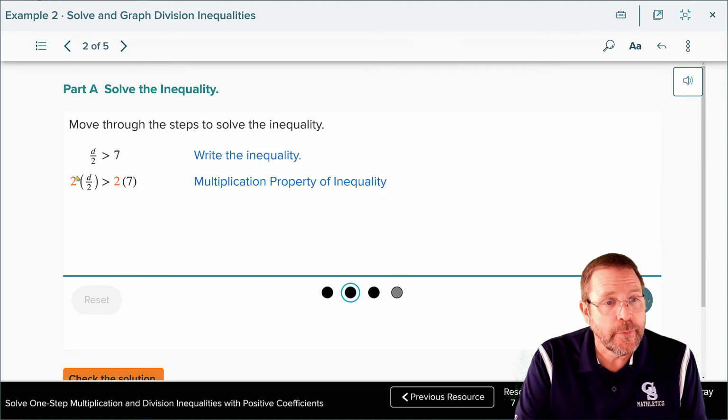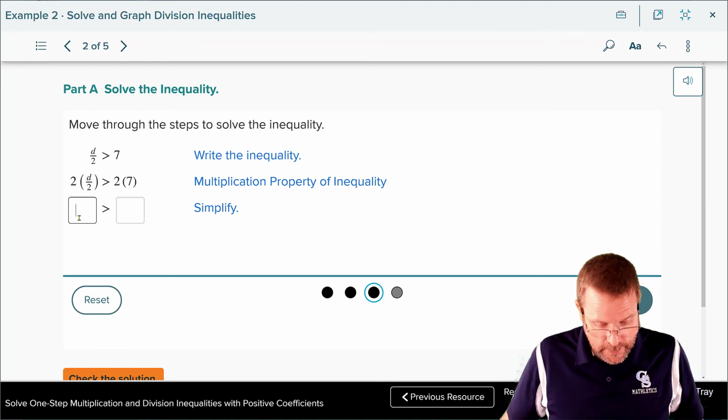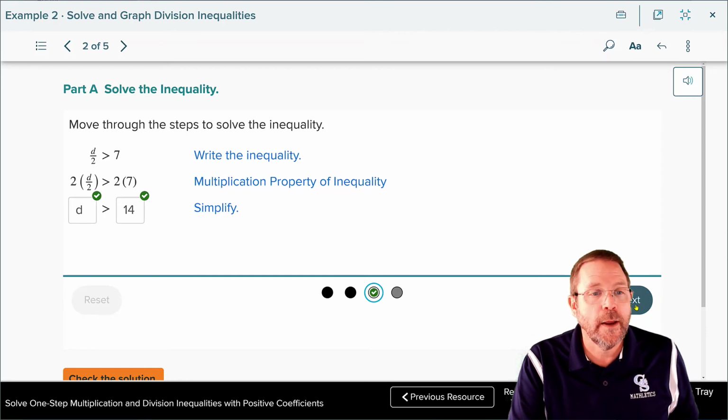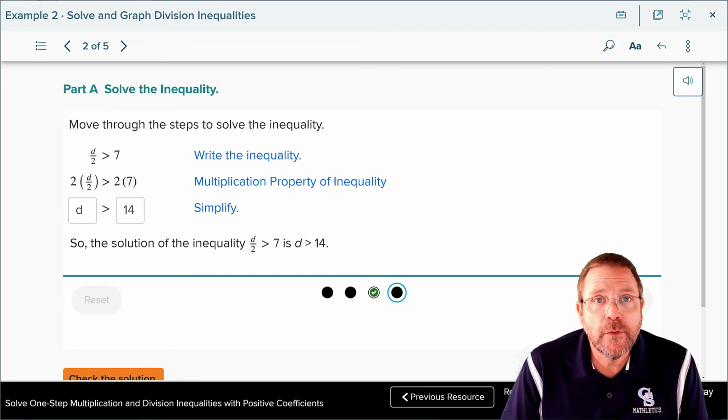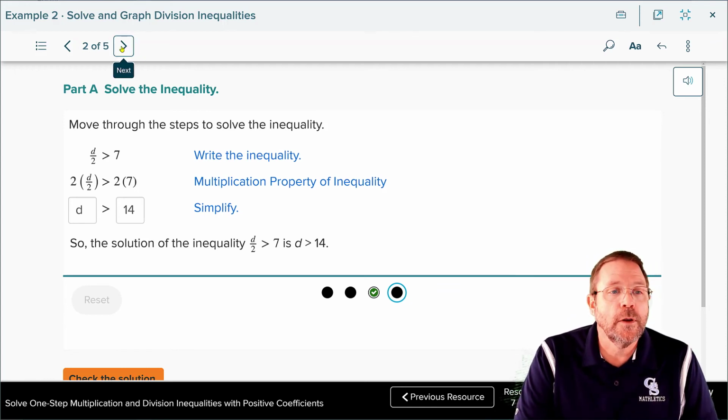From there, these 2's would divide each other out, leaving d, and 2 times 7 is going to be 14. So I'm going to get d is greater than 14 for my answer. That's all there is to doing these. You treat them just like an equation. Nothing special about them. From here, they'd want you to graph it.